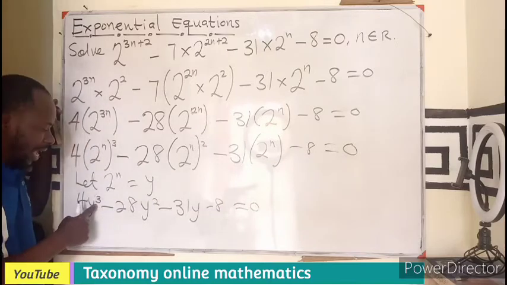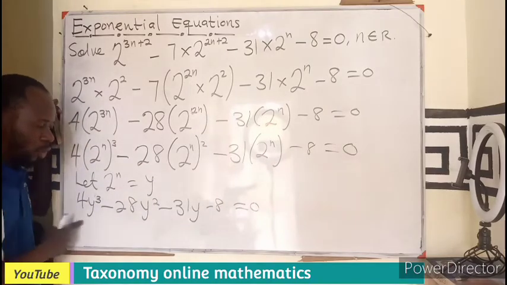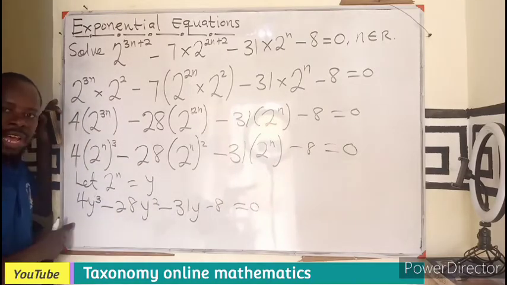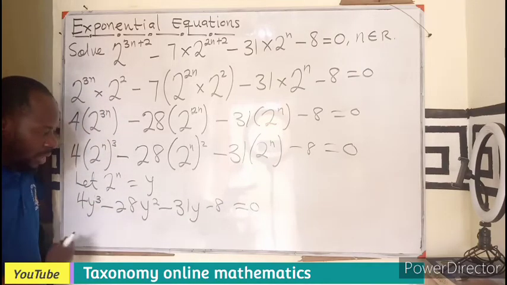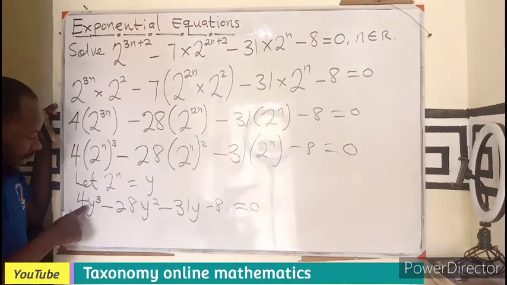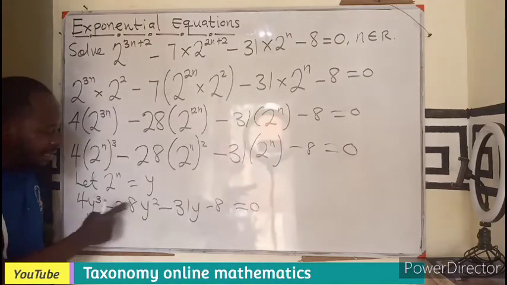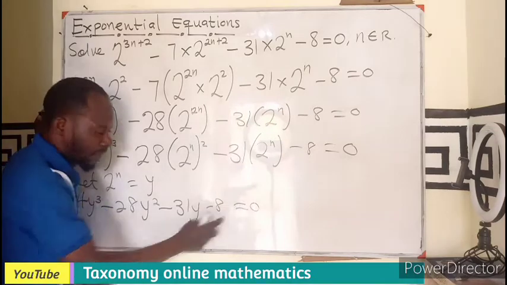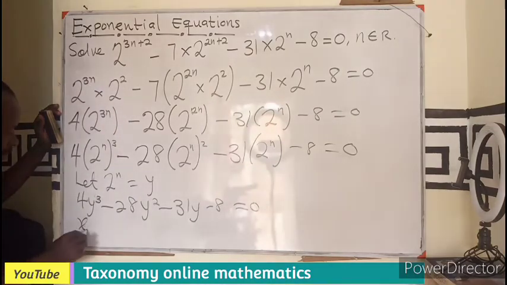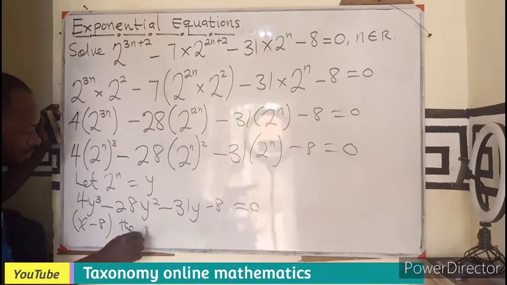So if I put 1 here, I have to make sure this whole expression becomes 0. And upon careful analysis, it is only 8 that can give us this side to be equal to 0, meaning y minus 8 becomes the factor.